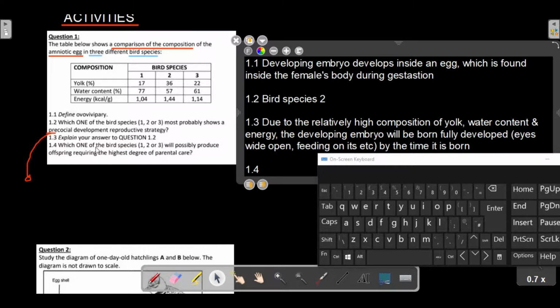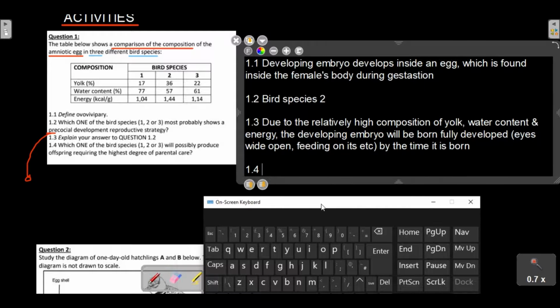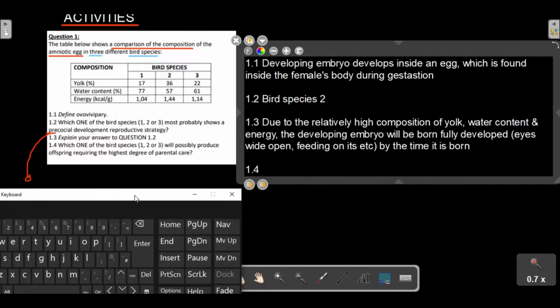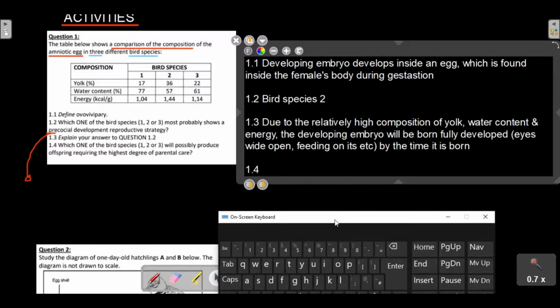Then 1.4 says which one of bird species 1, 2, or 3 will possibly produce offspring requiring the highest degree of parental care. So in this case, an offspring will be fully dependent on the parents, born with its eyes closed, really dependent on the parents to feed it and to protect it, unaware of its surroundings, and so on. So very much dependent on the parents. Okay, so like human beings. So that's altricial development.